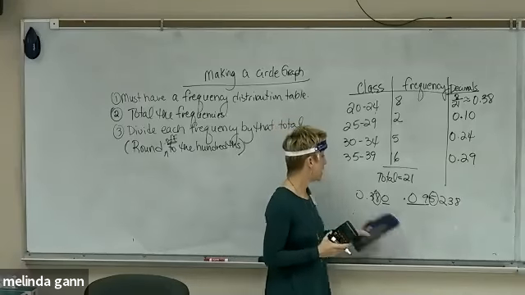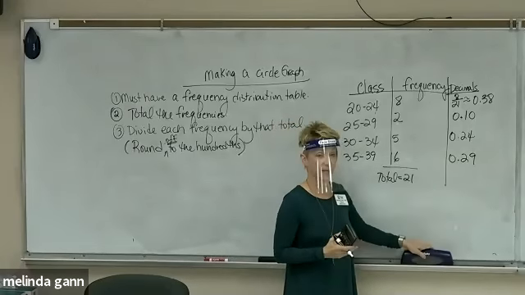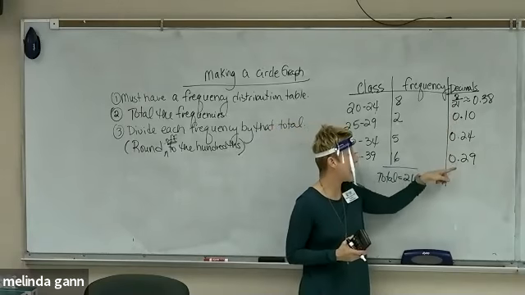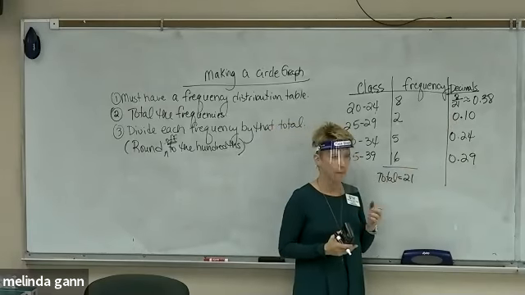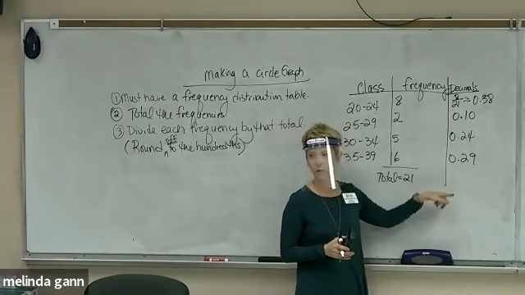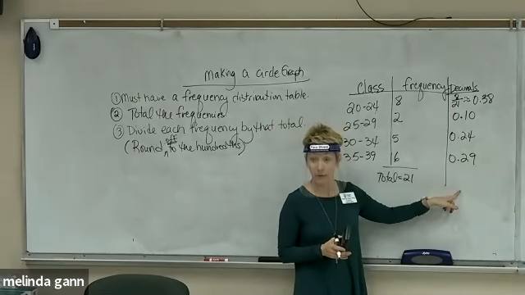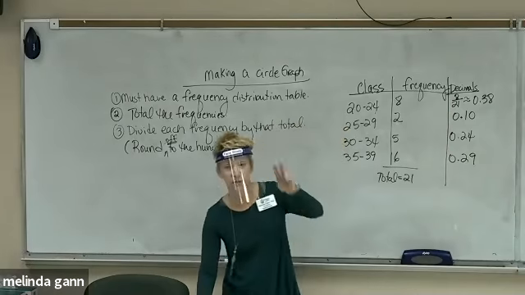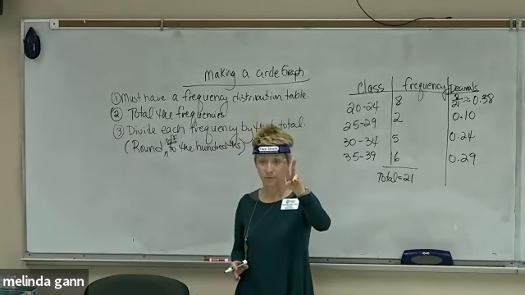Now, here's a way to check yourself. What should these add up to about? 1. About 1. Why might they not exactly? Because you rounded, so you'll get a little bit of error. Everybody with me? Now, we're going to do 2 different things with these decimal numbers.